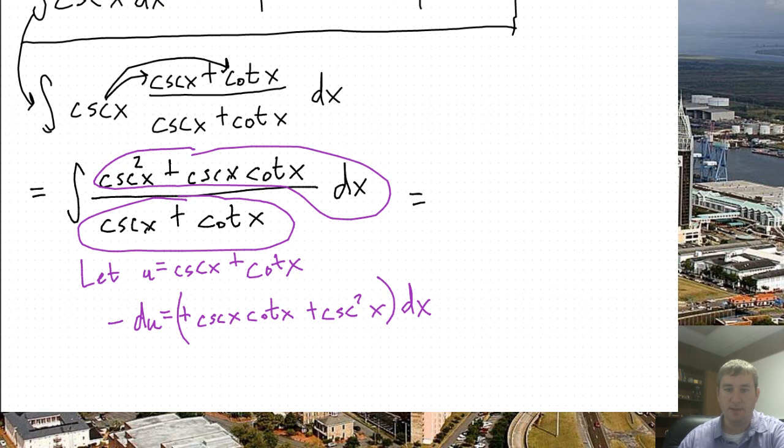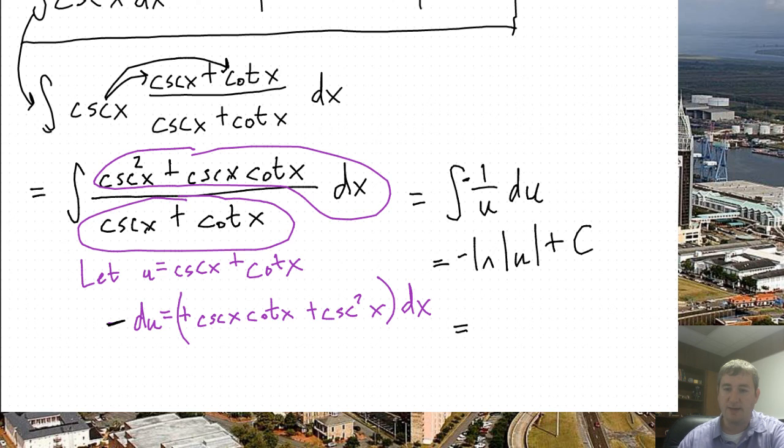So putting this all together, what do I have? This is simply the integral of 1 over u du yet again. Sorry, what did I forget? I forgot the negative right here. So negative 1 over u du. And that results in negative natural log absolute value of u plus c. And that gives me negative natural log absolute value, where u is equal to cosecant x plus cotangent x, plus c. And that finishes the proof right there.